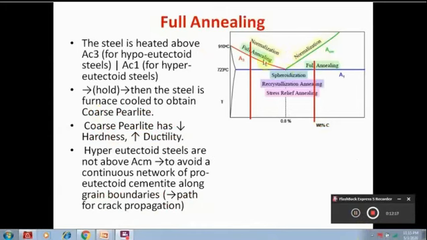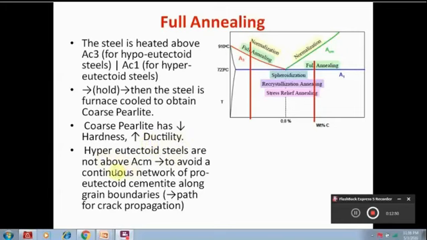The reason behind holding hyper-eutectoid steels above A1 temperature only is there is a presence of cementite phase, and as the cementite is a very hard phase, the purpose of carrying out annealing, that is increasing ductility, cannot be achieved. So only this is the reason why hyper-eutectoid steels are heated above only A1 temperature. So this will form coarser pearlite, which reduces hardness and increases ductility.